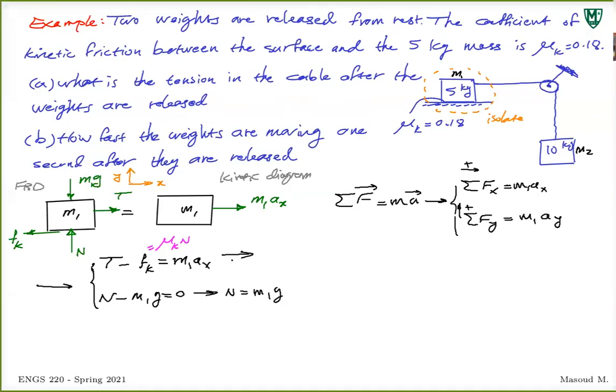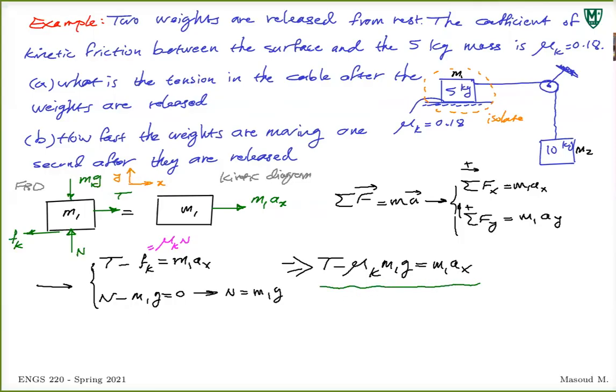So if I plug in n from the second equation into the first equation, and let's do it this way. Then from both of them, so later on when you look at this, hopefully it makes more sense. From both of them, you will get T minus mu_k m1 g is equal to m1 ax, right? This is what we get from these two equations, basically just putting them together.